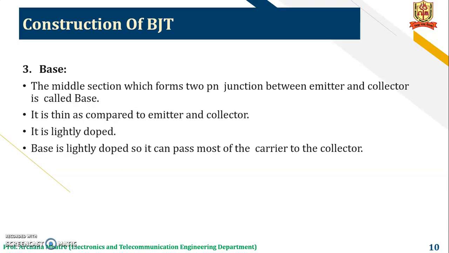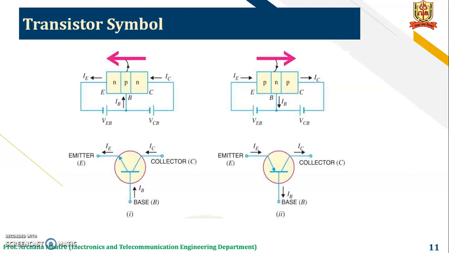Third terminal is a base terminal. The middle section which forms two p-n junctions between emitter and collector is called base region. It is thin as compared to emitter and collector. It is lightly doped. Base is lightly doped so that it can pass most of the carriers to the collector side. Now this is the symbol of a transistor. Here you can see this is the symbol for NPN transistor and second symbol is for PNP transistor.